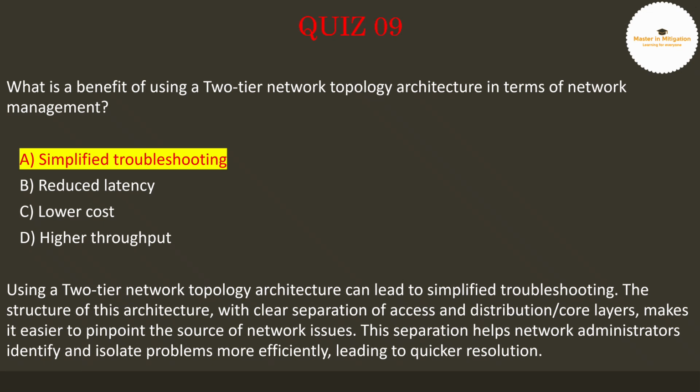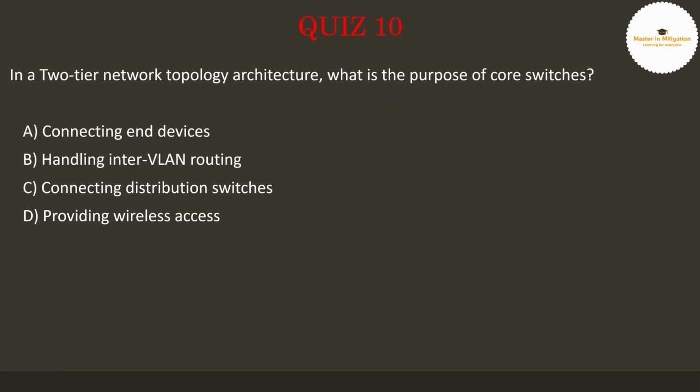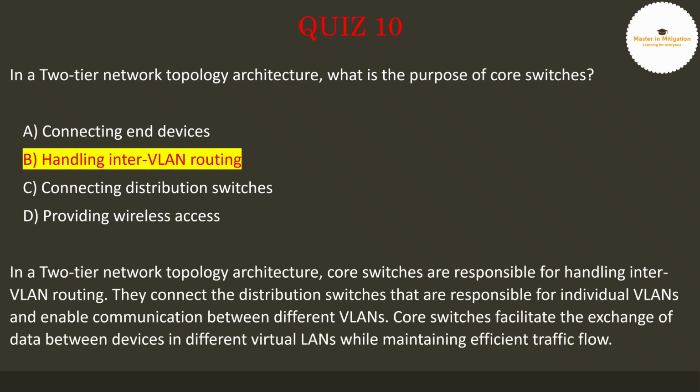Okay, let's go to question 10. In a two-tier network topology architecture, what is the purpose of core switches? Pause the video now to select the best answer. Okay, the answer is B, handling Inter-VLAN routing. In a two-tier network topology architecture, core switches are responsible for handling Inter-VLAN routing. They connect the distribution switches that are responsible for individual VLANs and enable communication between different VLANs. Core switches facilitate the exchange of data between devices in different virtual LANs while maintaining efficient traffic flow.